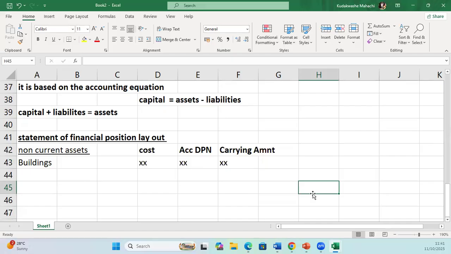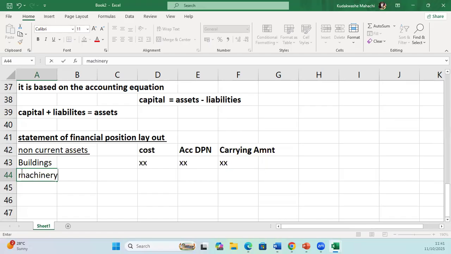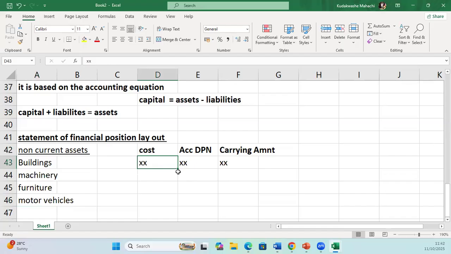When we are now doing the questions or the examples, I'll be explaining how you derive these accumulated depreciation figures. So besides the buildings, we're going to have the machinery, things such as the furniture, the vehicles. These depend on the question. These are some of the non-current assets which are common.